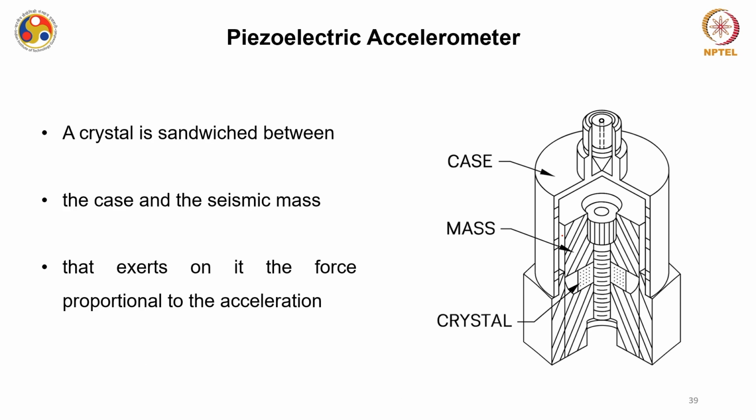If you see the construction of this piezoelectric accelerometer, a crystal is sandwiched between the case and a seismic mass. Seismic mass is of course another name for the inertial mass or the proof mass. So this is the crystal I am talking about, and it is sandwiched between a case, the outer lid which is used for protection basically, and the proof mass. The case and the seismic mass exert on it a force proportional to the acceleration. So when you apply the pressure, this piezoelectric material directly gets deformed.